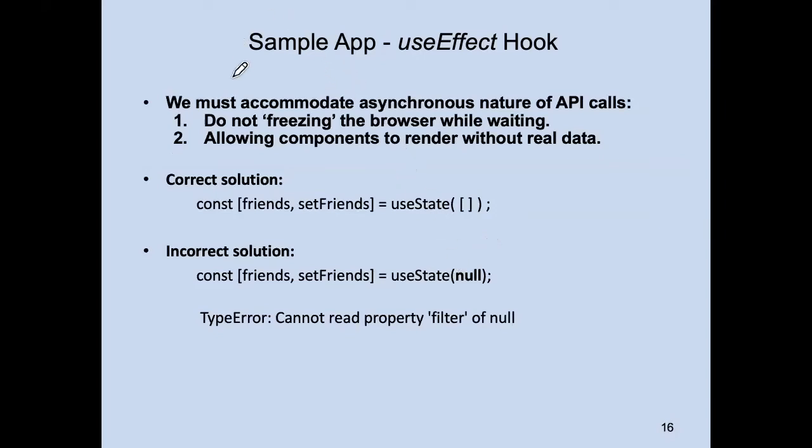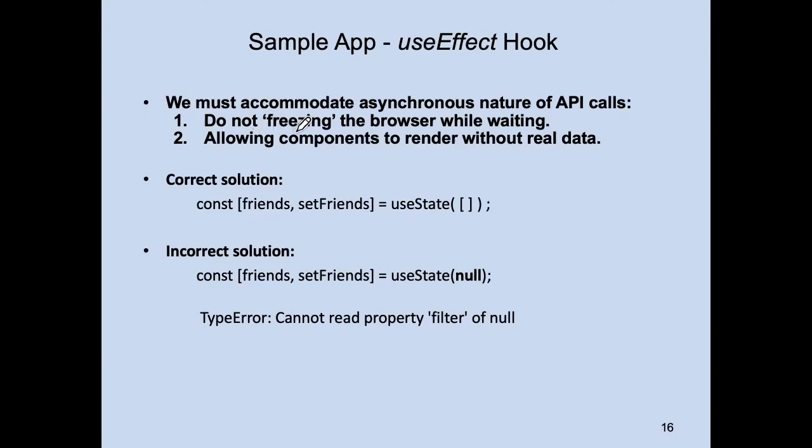This is the point I was making a few moments ago, probably a little bit too early. We must accommodate the asynchronous nature of the API call that's happening in our app. What we don't want is for our browser to freeze until the response comes back from the web API. We want the app to render something back to the user, so that they don't just get a spinner on the screen and a blank screen. And also, we want to, sorry, what am I saying?